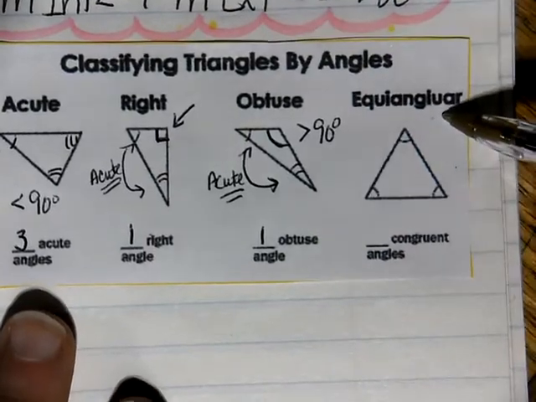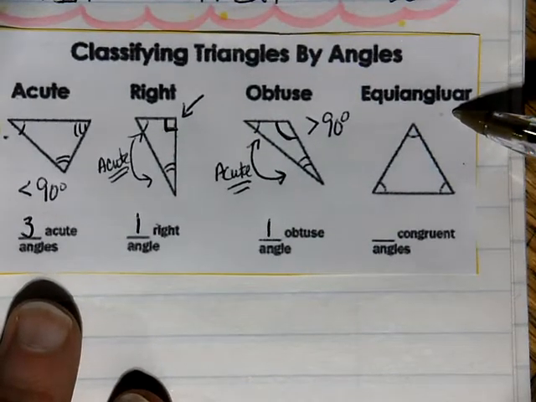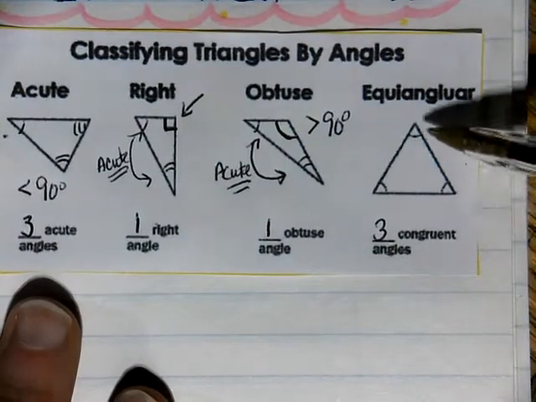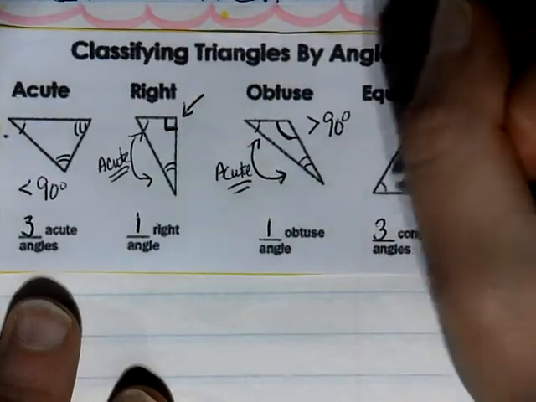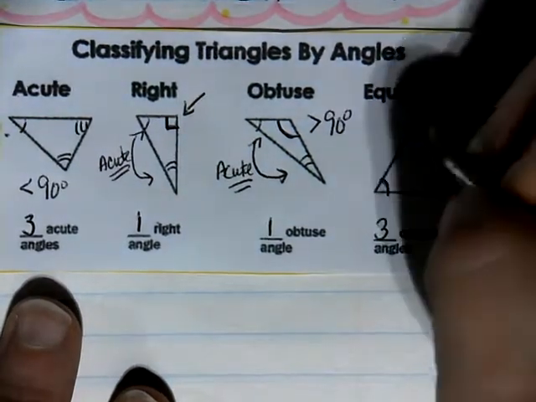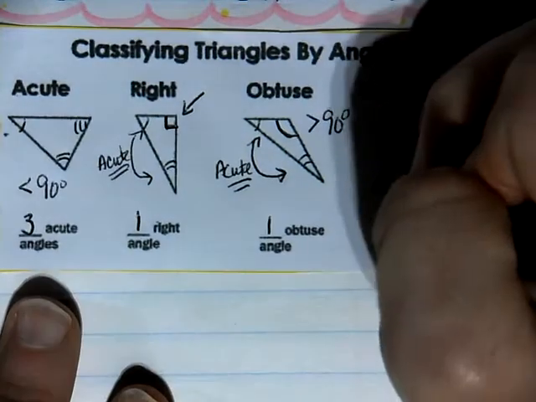And then finally, we have equiangular. An equiangular has 3 congruent angles. And if we know that all of the angles of a triangle add up to 180 degrees, all of these angles are 60 degrees.